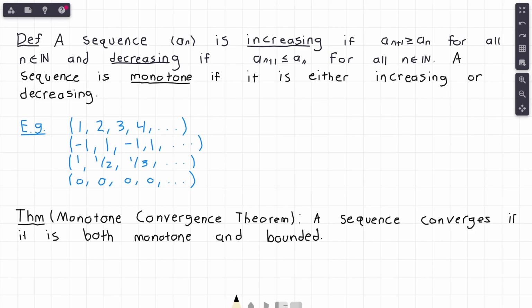So let's look at a few examples. Let's look at this first sequence: 1, 2, 3, 4, 5, 6, 7, 8. So this sequence right here is increasing. All right, each successive term is larger than the previous one. So this sequence is monotone.